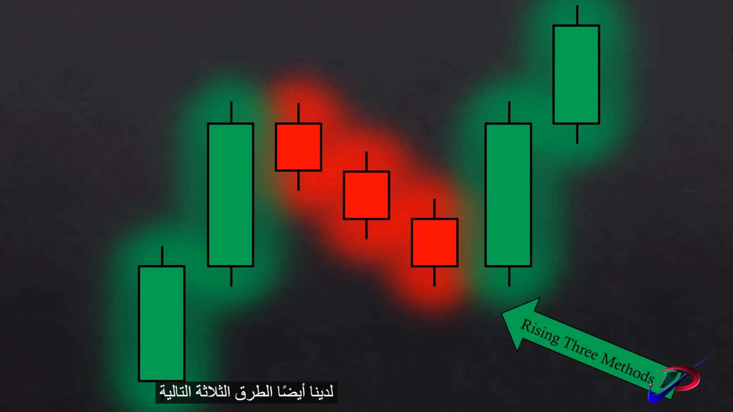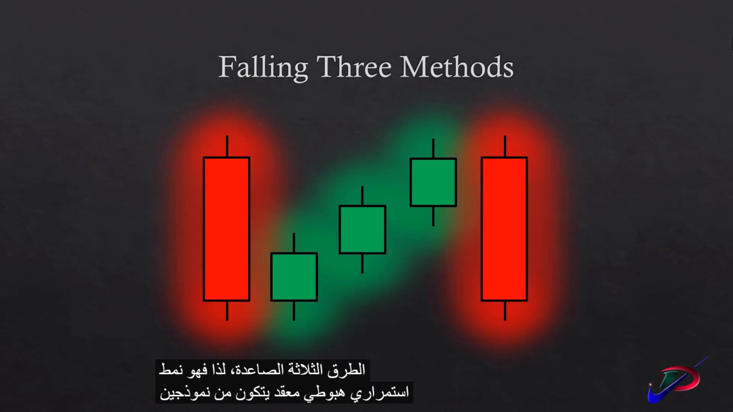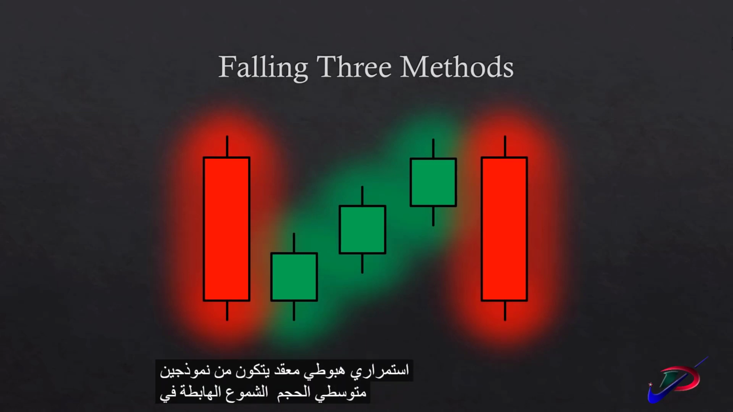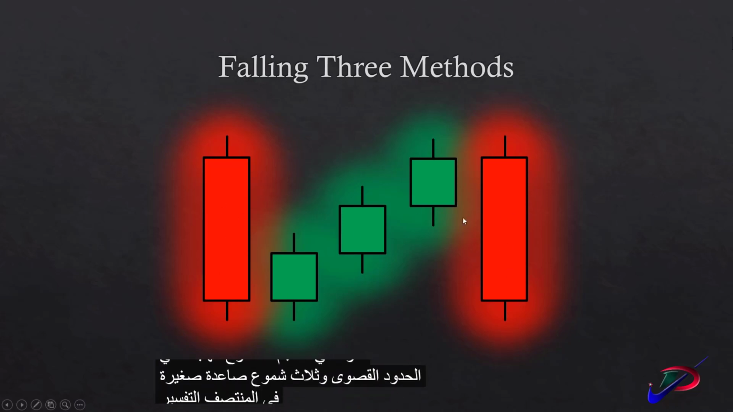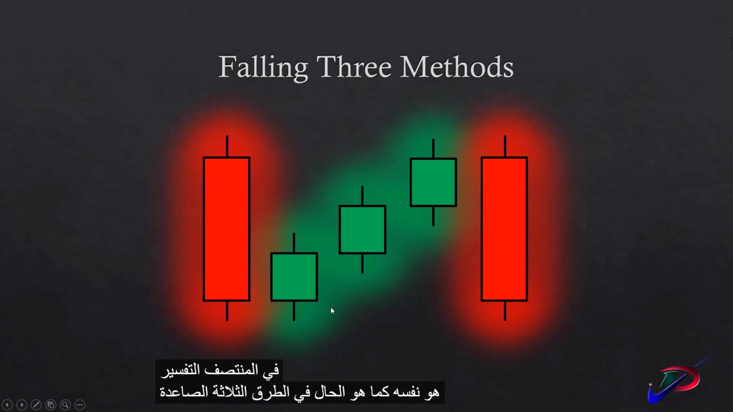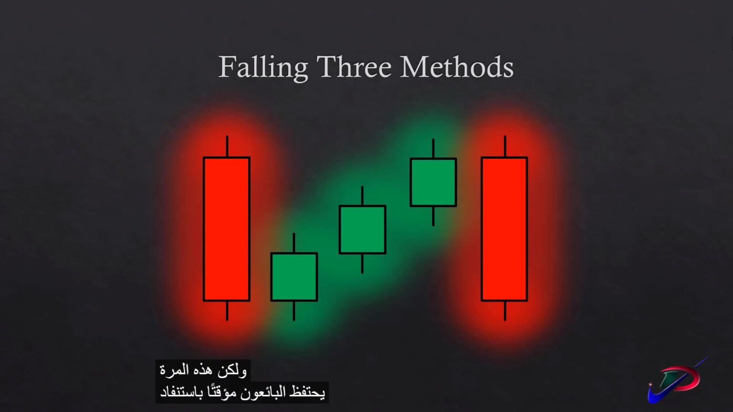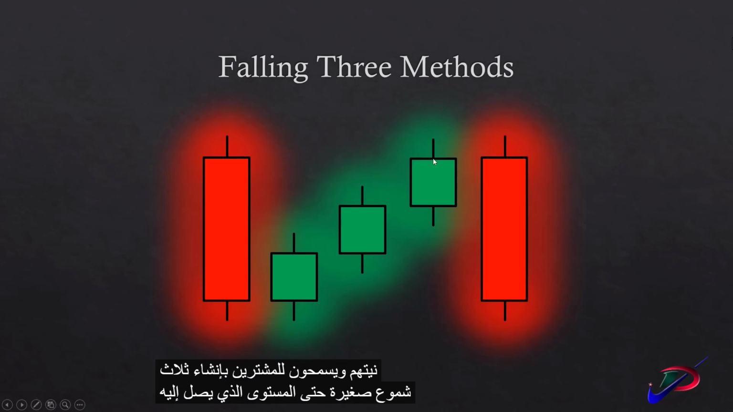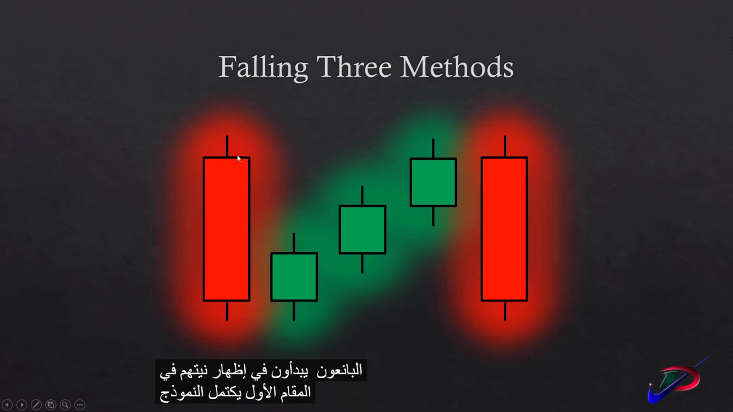We also have the falling 3 methods, which is the mirror image of the rising 3 methods pattern. So it's a complex bearish continuation pattern formed by 2 medium-sized bearish candlesticks in the extremes and 3 small bullish candles in the middle. The interpretation is the same as in the rising 3 methods, but this time the sellers temporarily hold the exhaustion of their intent and let the buyers create 3 small candles up until the level where sellers began showing their intent in the first place.